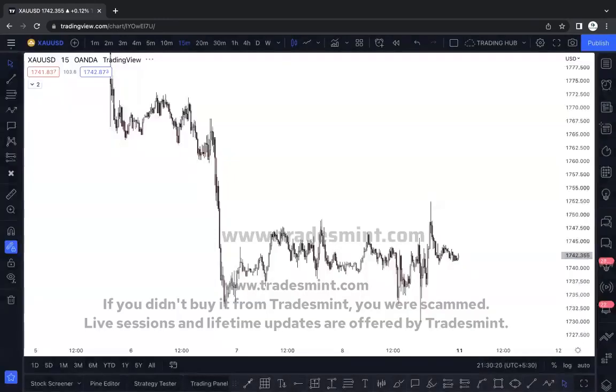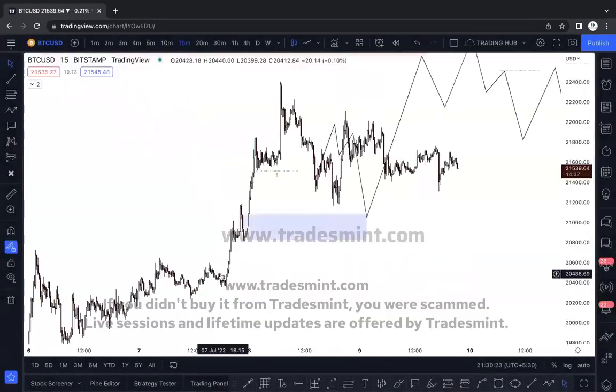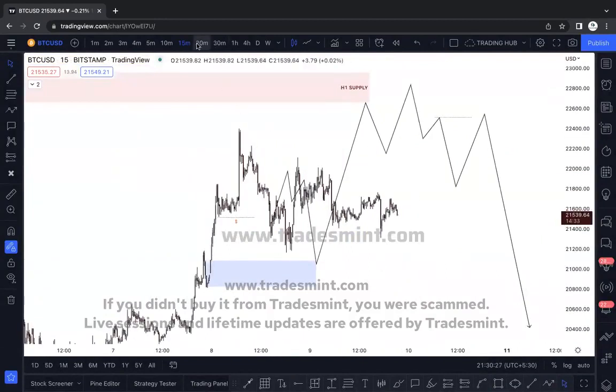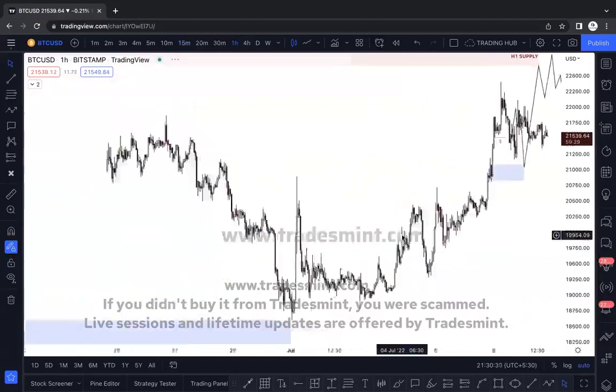BTC USD. मैं थोड़ा ड्राइंग किया है, मैं देखना चाहता हूँ आपके तरह हुआ क्या सर. 15 मिनट में. Okay, first let me show you in a 1 minute. Sorry, 1 hour.